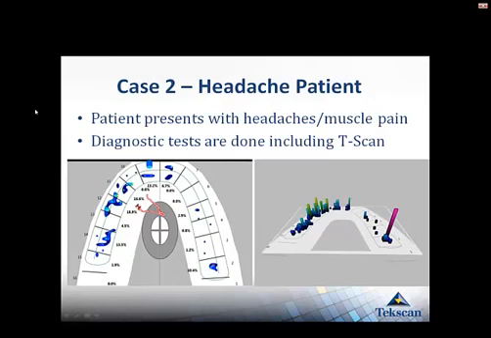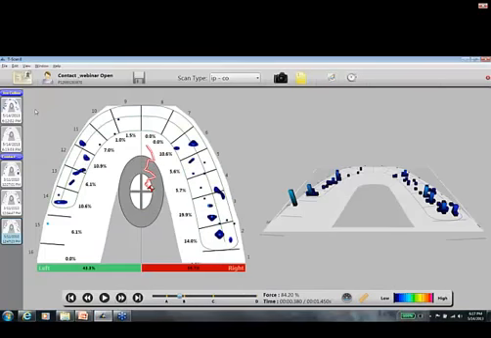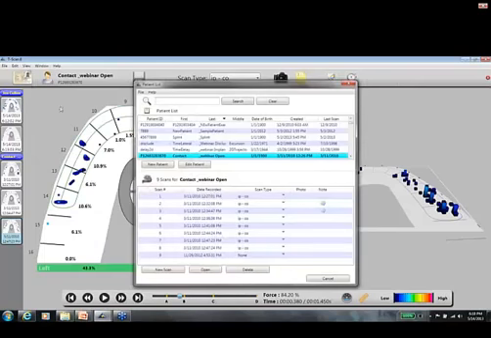So let's take a look at this second patient. This is a headache, muscle pain patient. There was a variety of different diagnostic tests done, including T-scan. What was decided by the doctor was that he was going to adjust the patient's bite to eliminate some of the posterior interferences that were there. So we'll flip back over to T-scan.